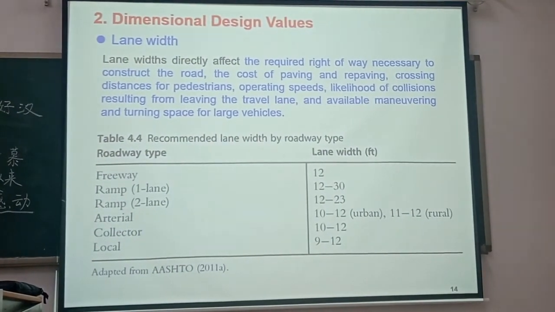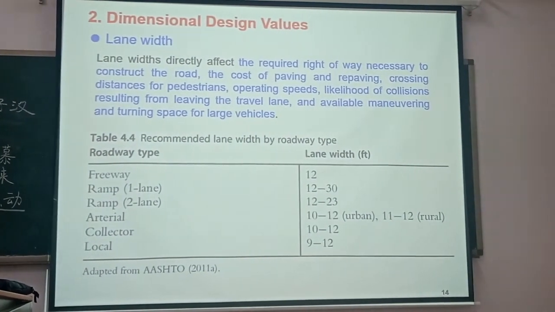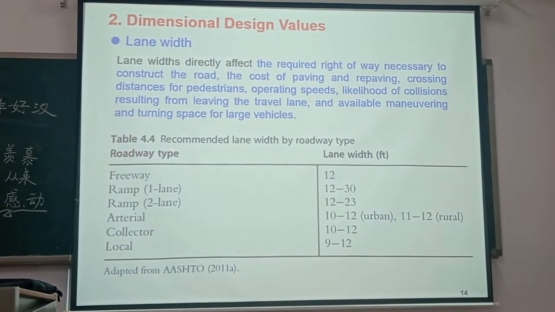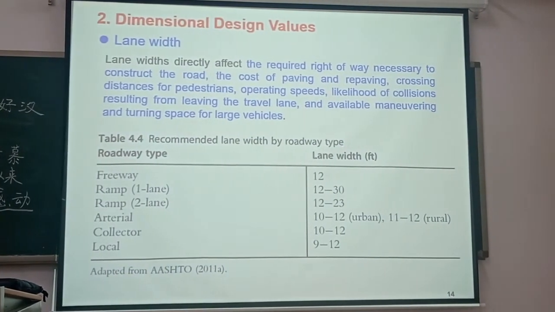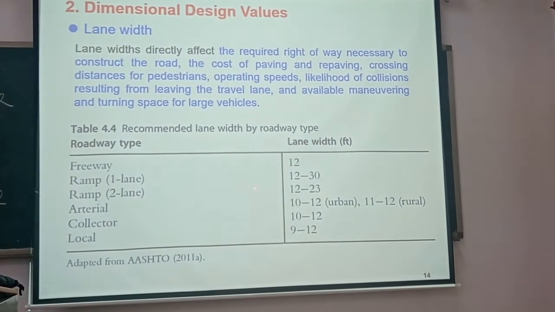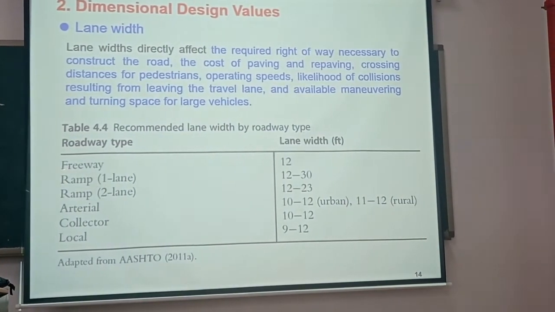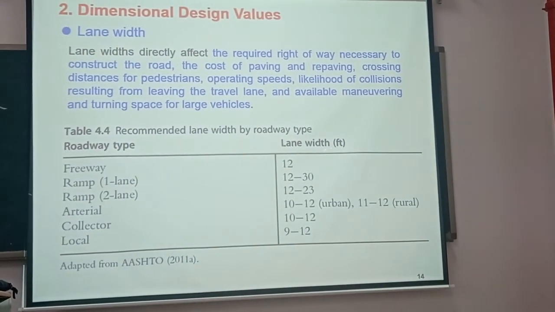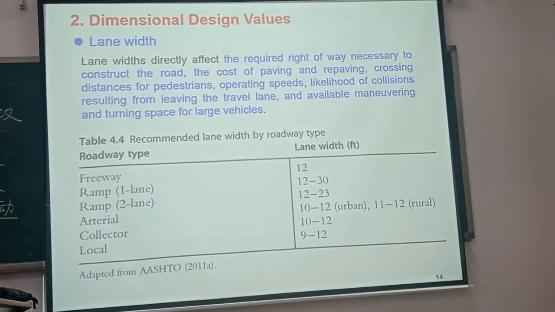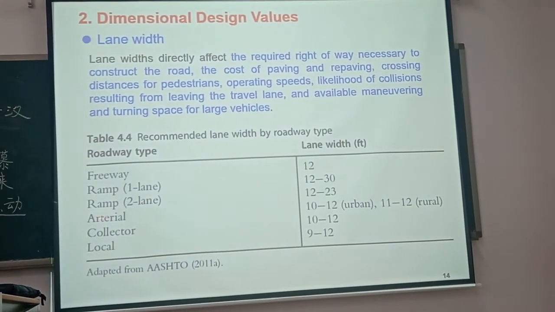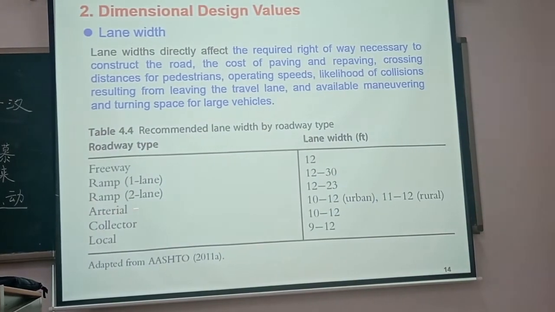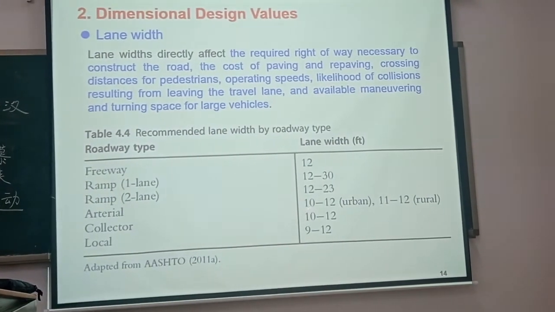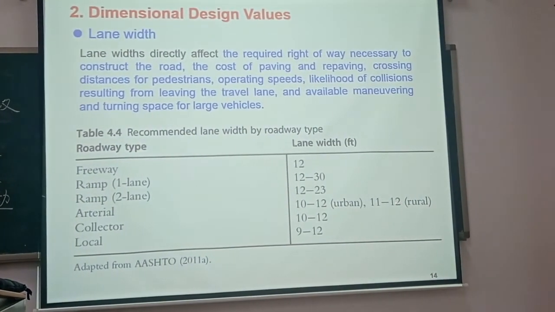Recommended lane width by road type. You know that for different road types, the lane width is different. For freeway, lane width is 12 feet. But for arterial, for urban is 10 to 12. For rural is 11 to 12.